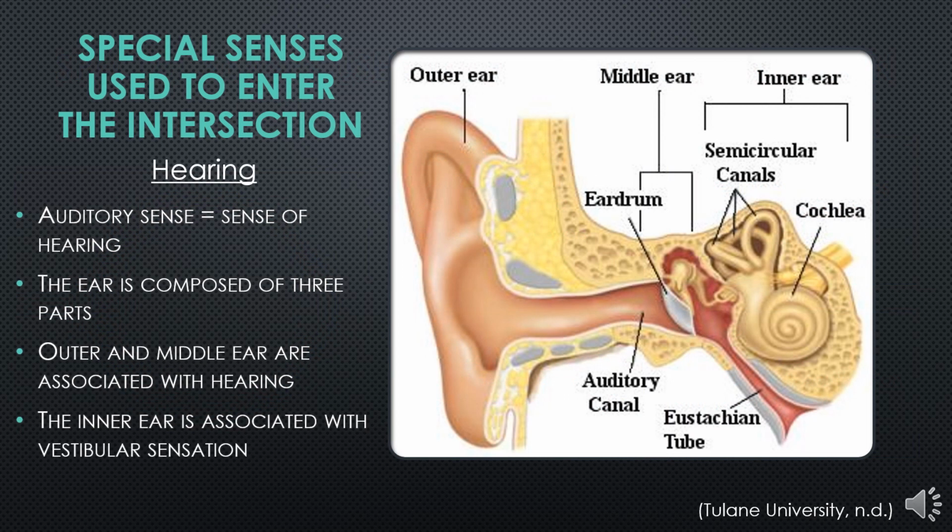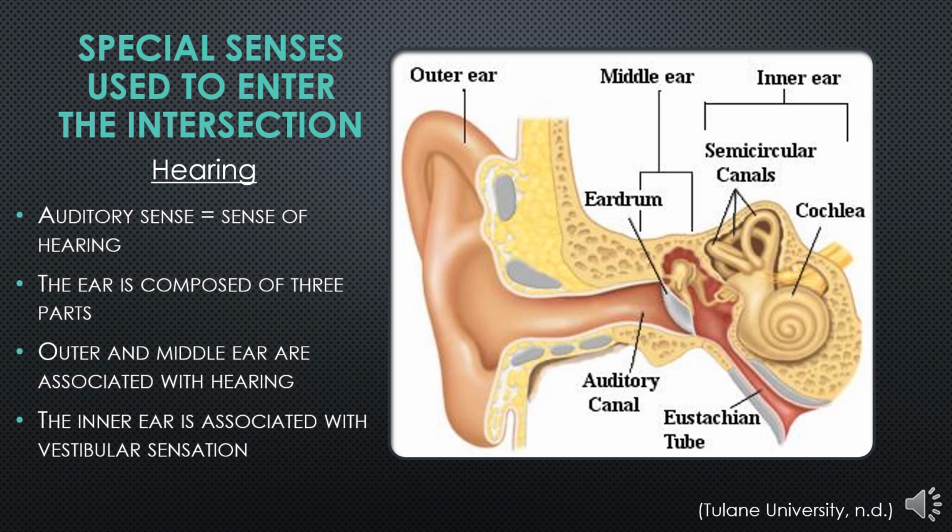The ear is primarily associated with the special sense of hearing. The ear is composed of three main parts, the outer, middle, and inner ear. The inner ear isn't typically associated with hearing, but rather the fifth special sense of vestibular sensation. The outer ear is what most people believe is the ear.